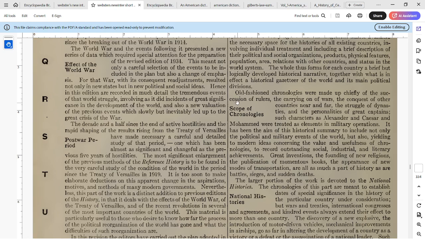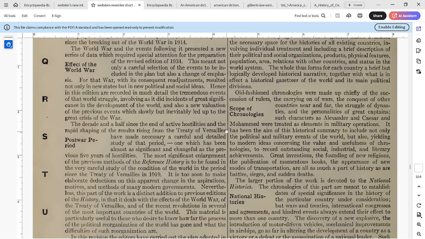Old-fashioned chronologies were made up chiefly of the succession of rulers, the carrying on of wars, the conquests of other countries near and far, the struggle of dynasties, and the personalities of great captains. Such characters as Alexander and Caesar and Mohammed were treated as elements in military operations.